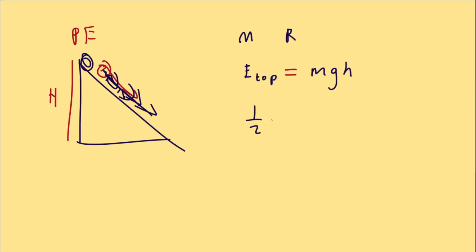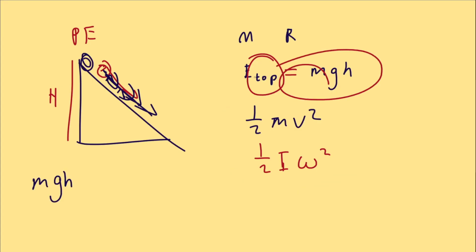Translational kinetic energy is given with 1/2 mass velocity squared. And as we saw, the rotational counterpart is this. And because energy is conserved, the energy at the top should be equal to the energy at the bottom. So mgh, which is the energy at the top, equals the energy at the bottom.